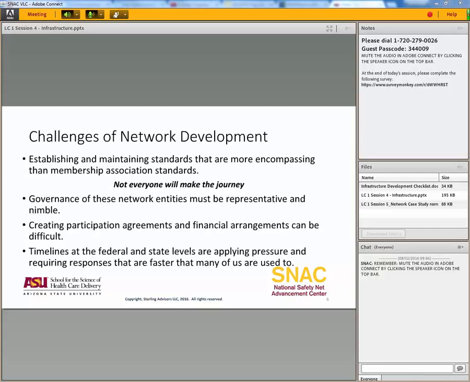Creating participation agreements and financial arrangements is really necessary so that folks understand what it is they're signing up for. So when an organization joins a network, it's very clear to them what's expected of them, what they'll be provided by the network in terms of support, what they may or may not have to pay for the support that they get from the network, and what other financial benefits might come to them as the result of being in the network, perhaps through contractual arrangements with payers, perhaps through an ACO-like arrangement with the state, et cetera.